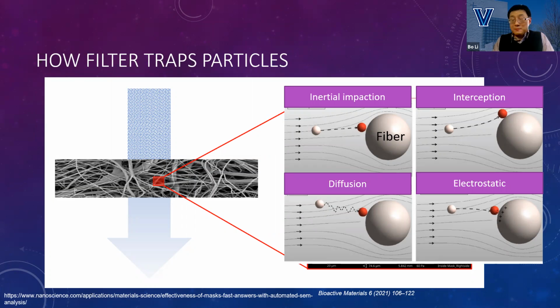For much smaller particles, diffusion will happen. It's driven by the Brownian movement. Eventually, the particle will be diffused to the surface of the fiber. And finally, it's called the electrostatic trapping mechanism, where if the fiber is charged, it will be able to trap the charged particles. Even if the particles are not charged, the electrical field exerted from the charged fiber could polarize the particle, leading to surface charges on the particle such that the fiber can trap it.